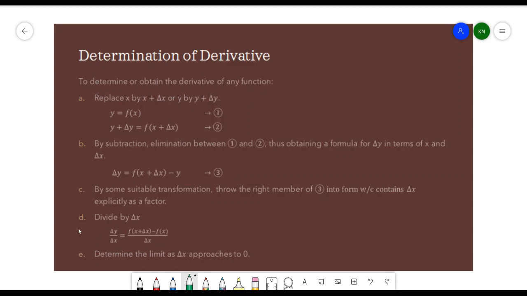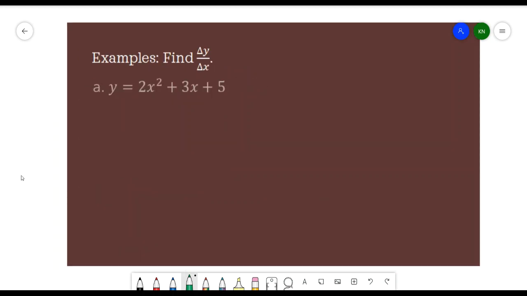So pretty much that is how we obtain the derivative of a function. Now let's try to solve some examples. We have here an example: find delta y over delta x. Our function is y equals 2x squared plus 3x plus 5. In order to find the derivative of this one, we need to follow the steps stated in the previous slide.